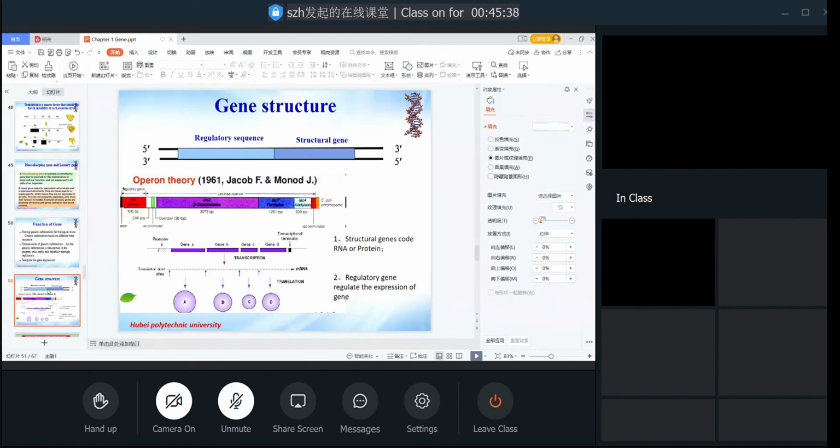If the gene is without the regulatory sequence, for example, without the promoter sequence, this gene never expresses. So to simply summarize, one gene equals the regulatory sequence plus the structure gene.